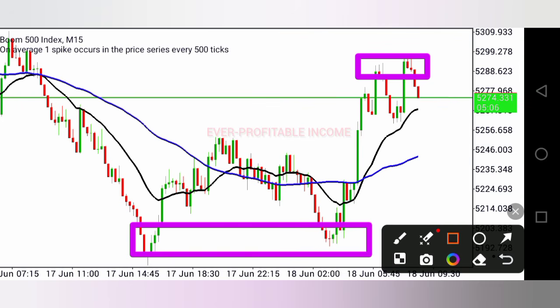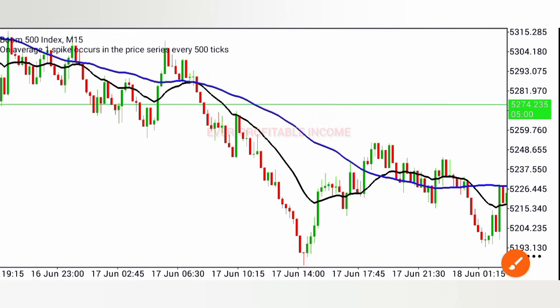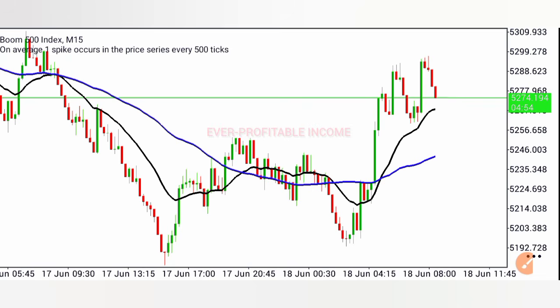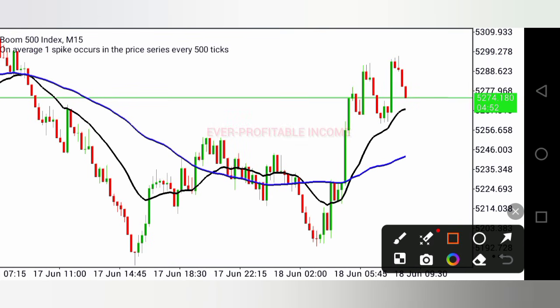So you have to ensure that price has reached your support or your resistance zone. If you want to catch spikes, we'll be focusing on when price has reached the support zone like we have right here. When we notice that price has reached a support zone, we have to look at our indicators on the indicator window.